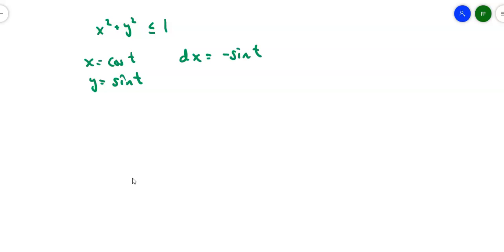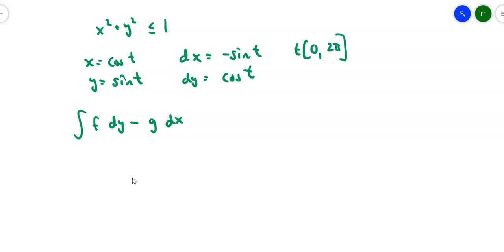Now let's find out. In parametric form, x squared plus y squared is less than or equal to 1. We let x equal the cosine of t and y equal the sine of t. Then we can set this up. The derivative of cosine is negative sine. The derivative of sine is cosine, and these values work for t values from 0 to 2 pi. So the setup goes like this. The integral of f dy minus g dx.